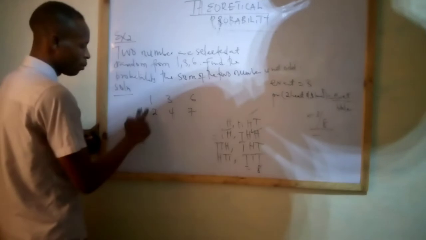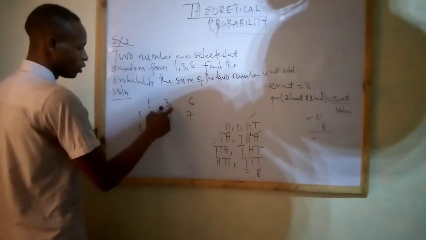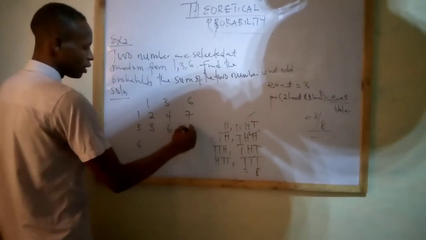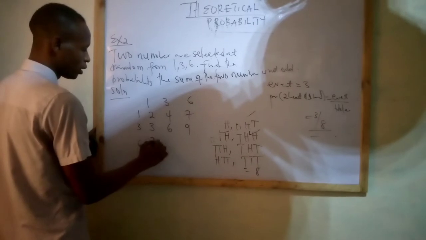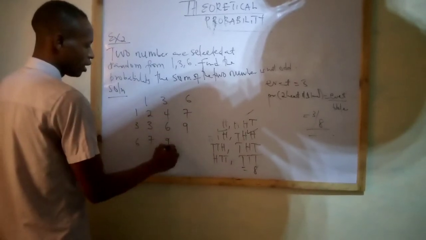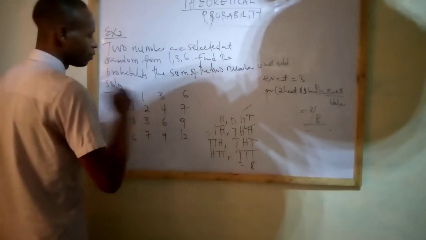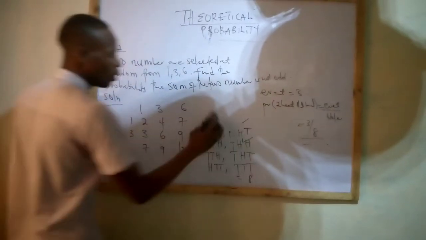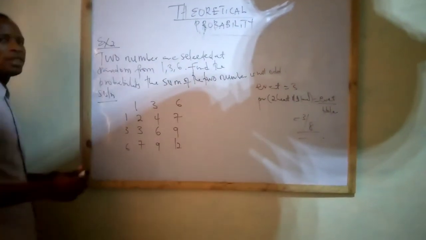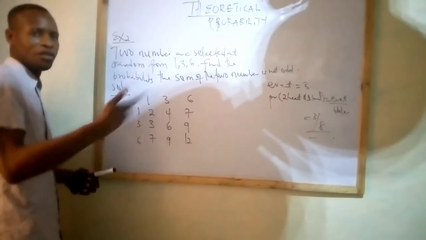7. 3 plus 1 is 3. 3 plus 3 is 6. 3 plus 6 is 9. 6 plus 1 is 7. 6 plus 3 is 9. 6 plus 6 is what? 12. Okay? Now, the sum of the two numbers is not odd. Okay? That means if the number is not odd, it can either be prime or an even number.